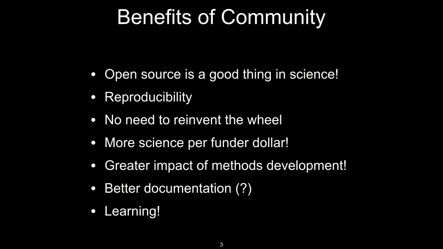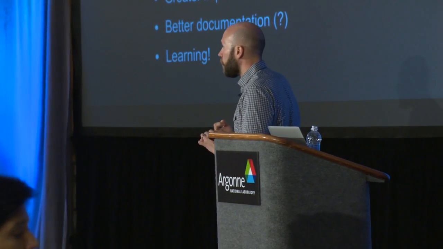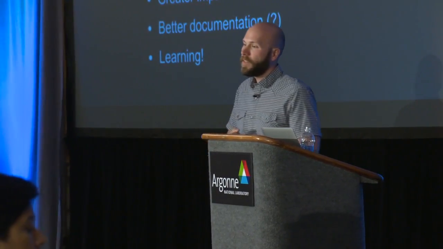Again, no need to reinvent the wheel. Why should we keep writing the same solver that does exactly the same thing and gives you exactly the same answer over and over again? There's just very little point to doing that. So you want to leverage the work that's come before you. That translates into more science per funder dollar. We do not have infinite resources, either in money or time or computing power. So we need to leverage things like community codes to get more science done for less investment, both in time and money and CPU time.